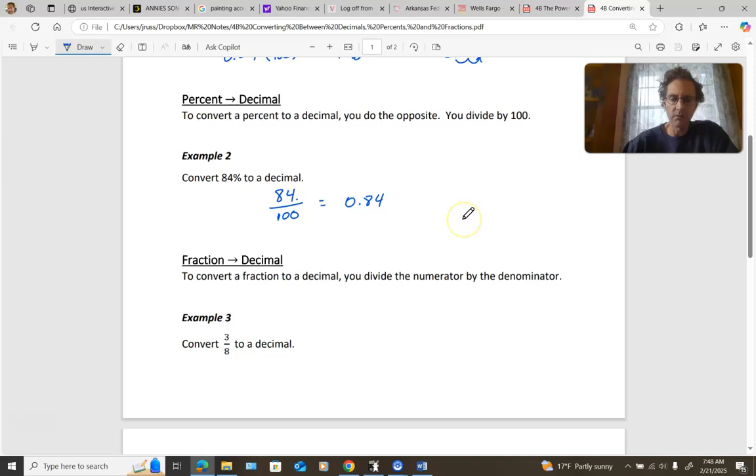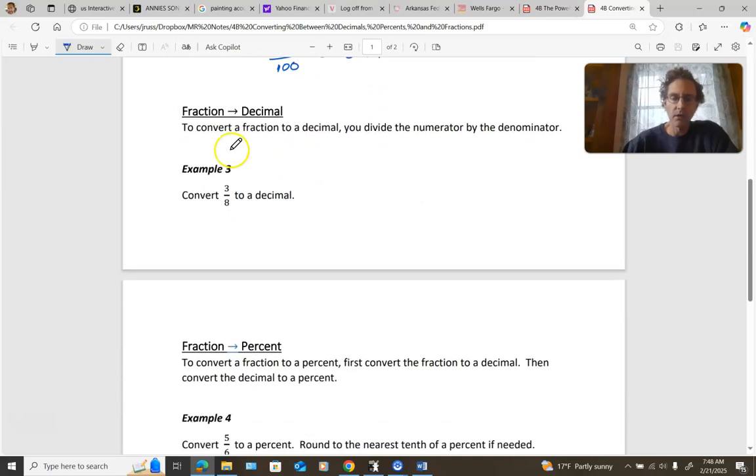All right, so what about converting a fraction to a decimal? Well, this one's pretty straightforward, guys, because a fraction is really just a division problem. So if I want to convert 3/8 to a decimal, I literally divide 3 by 8. And you can do this in the calculator if you want. 3 divided by 8, I believe, is 0.375. So that would be my decimal. And then, if I wanted to convert this to a percent, I'd multiply by 100, and it would become 37.5%.